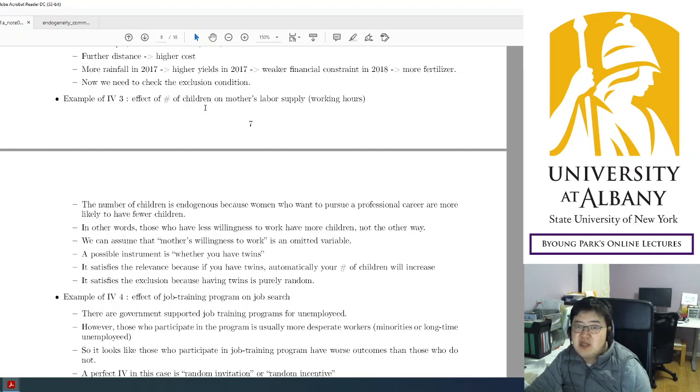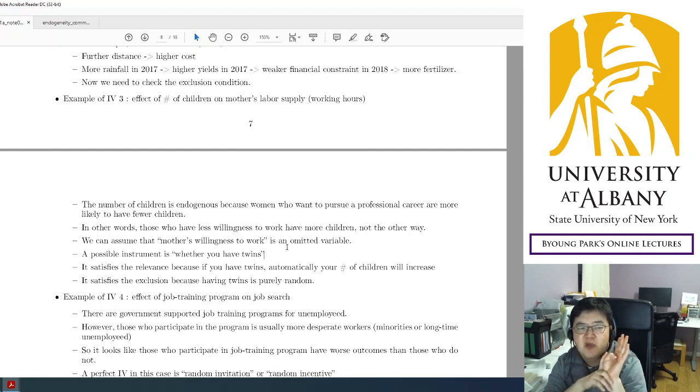So then we need an instrument. The instrument is very interesting. It's one instrument that is used by, I think, Angrist and Evans, in a paper by Angrist. So the first instrument is twins. So having twins, first let's think about this instrument.